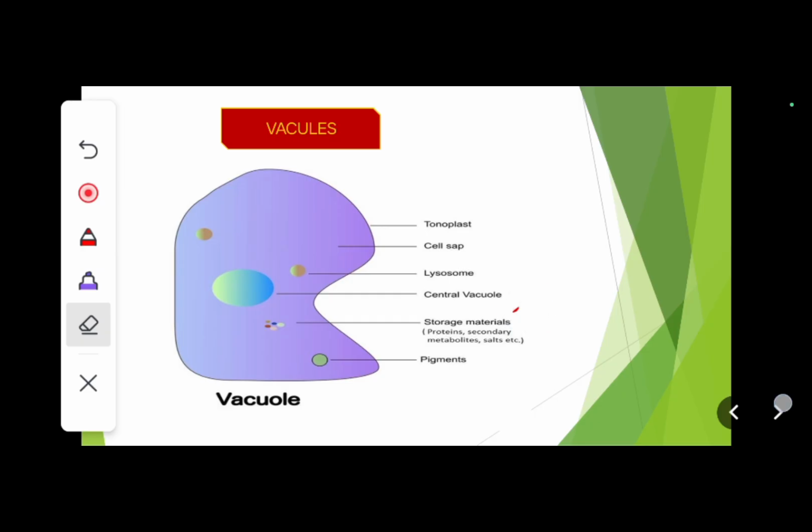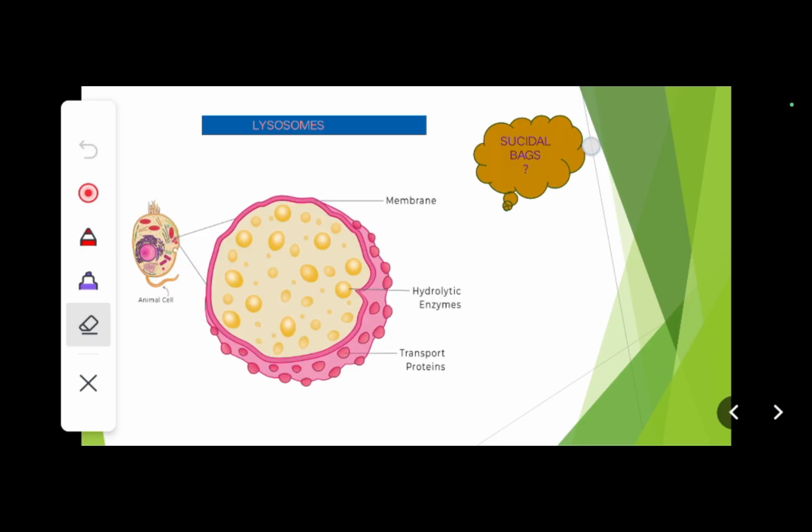Okay, students, then the next slide is lysosome. Generally we know the lysosome is a suicidal bag. Am I right? Lysosomes are suicidal bags. Why is it called a suicidal bag? Suicidal bag means it decomposes and digests organelles which are not useful anymore, some damaged or dead organelles, maybe any foreign material which is harmful or dangerous to the cell, and it is degraded by the lysosomes. Okay, it is digested by these lysosomes.